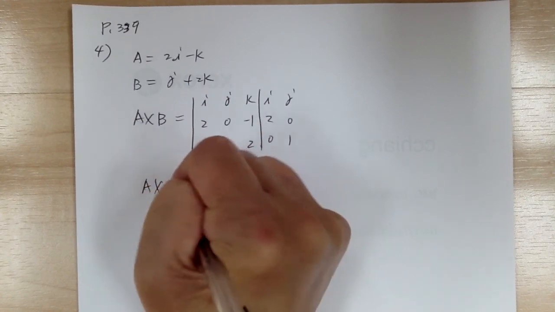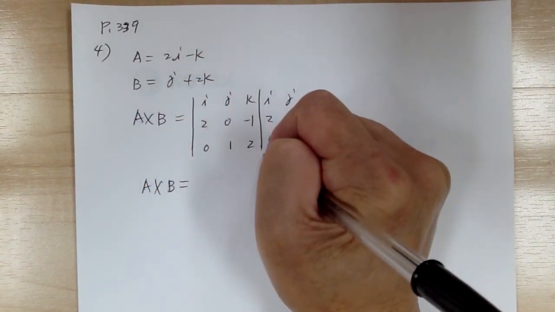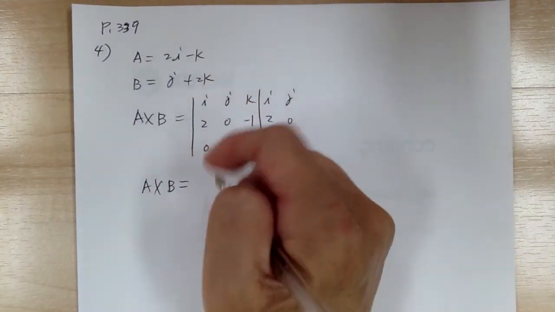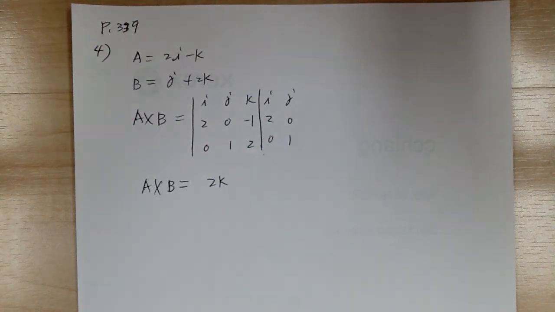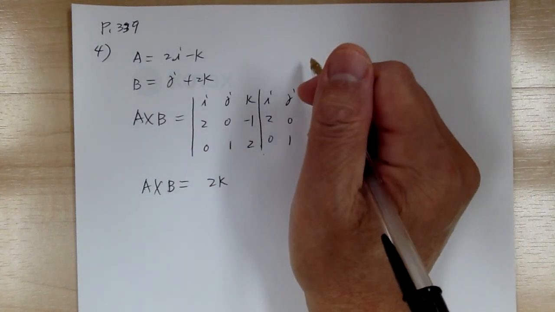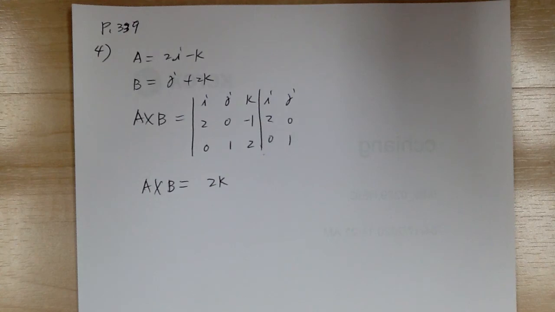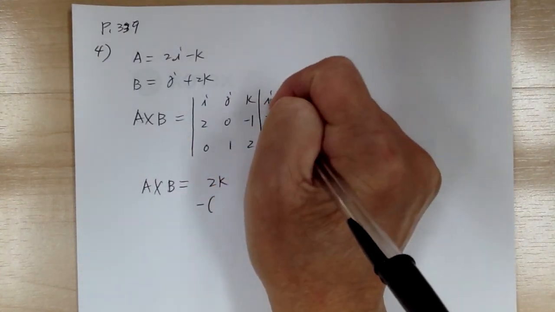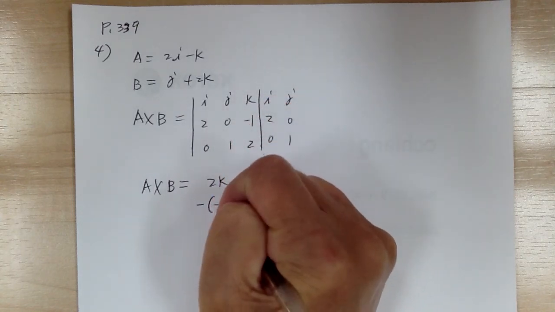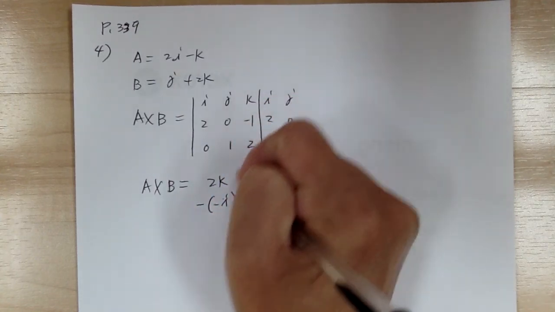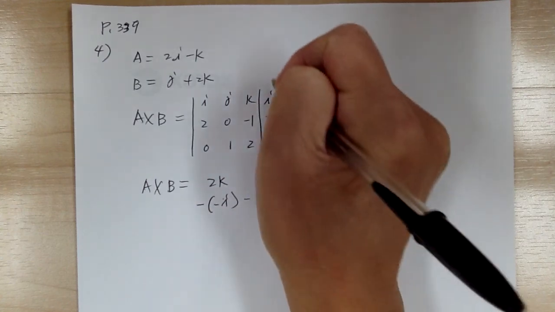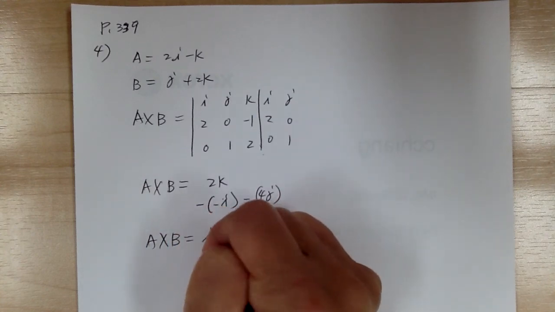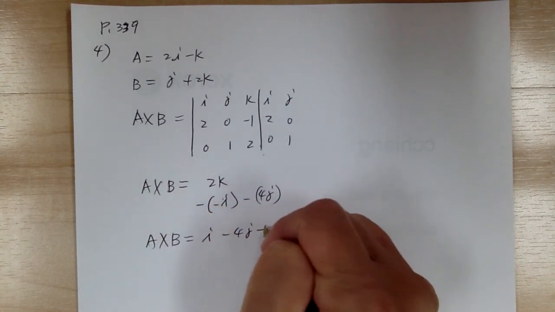So A cross B equal to, so you go diagonal, so this is equal to 0. Anytime when you see a 0, the product would be 0. So you're going to get 0, 0, you get 2k. Then you do the opposite direction, so minus. This would be negative 1i minus 4j. k is 0. So A cross B equal to i minus 4j plus 2k.